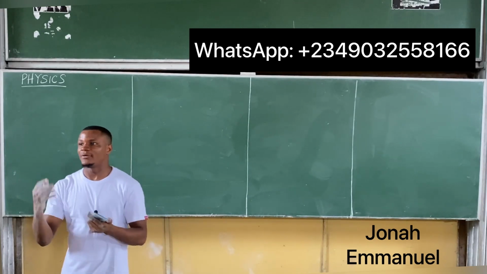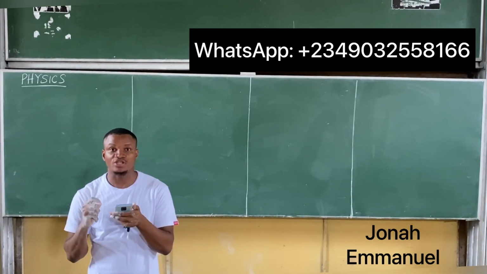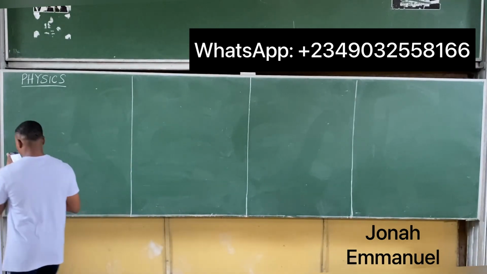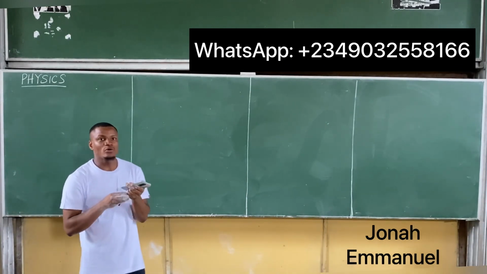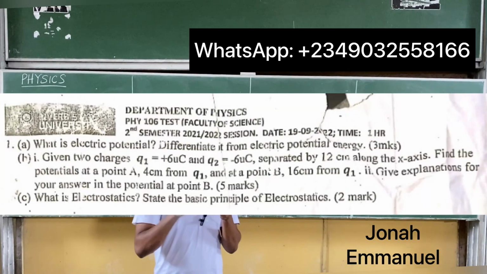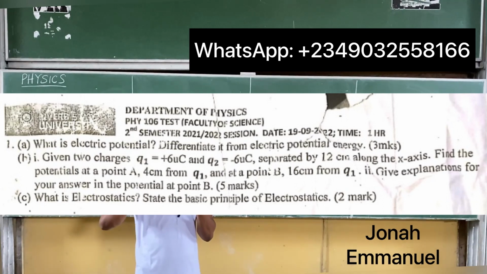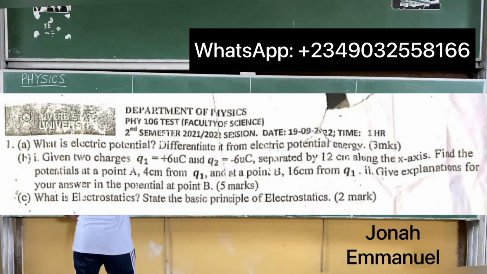Question 1b, please take down, please. Question 1b, given two charges Q1 equal to plus 6 microcoulomb, and Q2 equal to minus 6 microcoulomb.